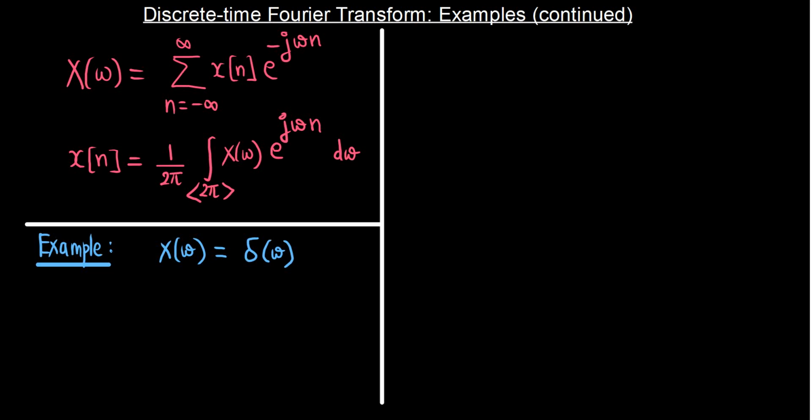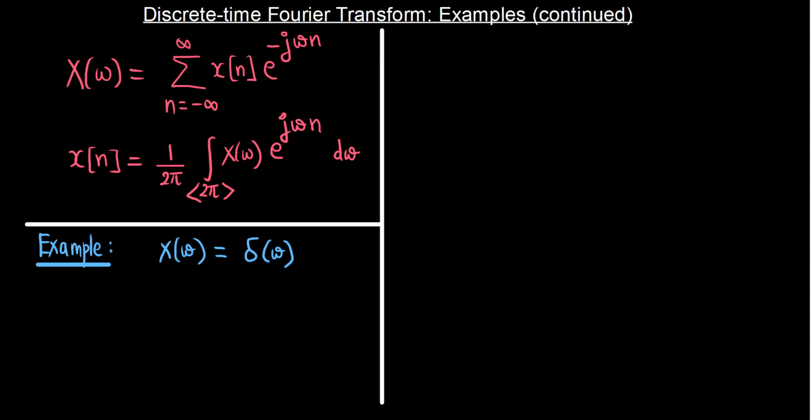Let's take another example. Now, in the previous example, we have calculated the Fourier transform. That means we have used this analysis equation. Now, let's take another example of the synthesis equation. So, we have been given X of omega. Let it be as simple as the delta of omega. So, there's an impulse that is present in the Fourier domain.